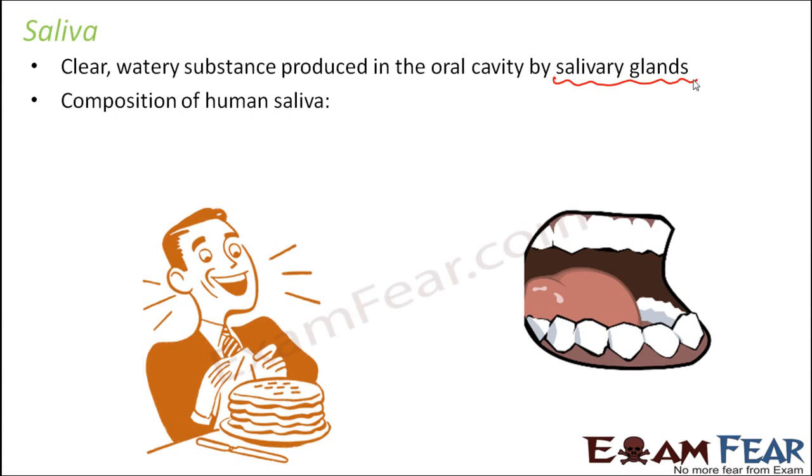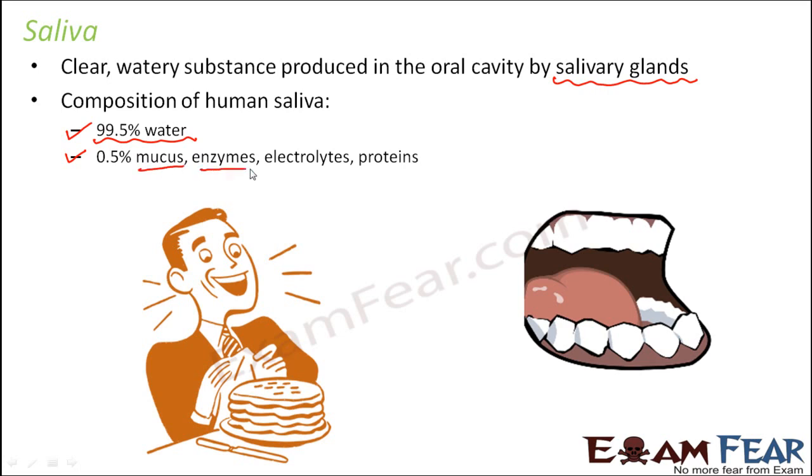What is saliva composed of? Well, 99.5% of saliva is water. So basically it is all water. Only 0.5% of it consists of other substances like mucus, enzymes, electrolytes and proteins. So it is a very diluted fluid because it is almost 100% water, with a very small amount of mucus, enzymes and electrolytes. However, this mucus and these enzymes play a vital role in the process of digestion, and we will see how.